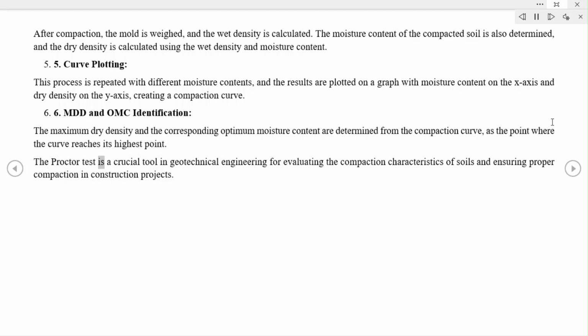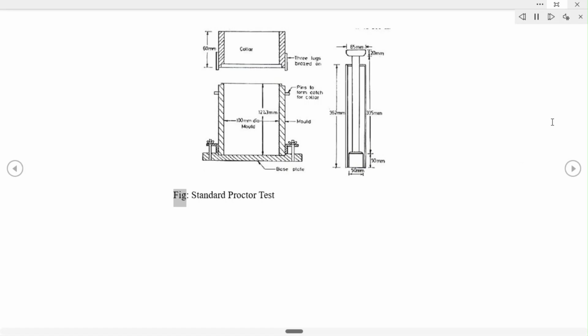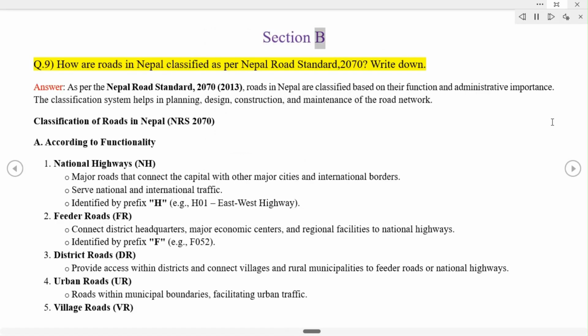The Proctor test is a crucial tool in geotechnical engineering for evaluating the compaction characteristics of soils and ensuring proper compaction in construction projects. Fig. Standard Proctor test. Section B.